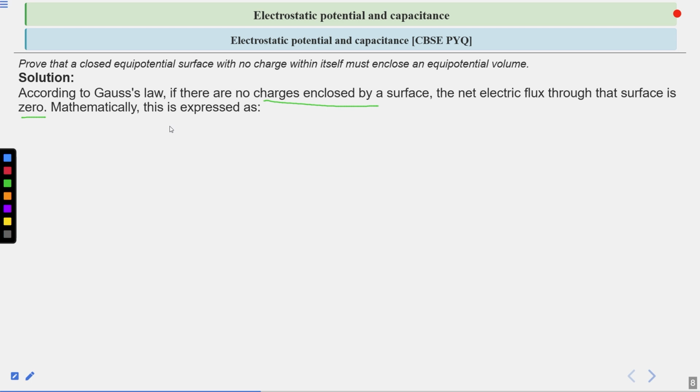So the first condition: if there is a closed equipotential surface with no charge within itself, then the net flux through that surface is 0. Mathematically, this is the expression according to Gauss's law. The flux through any surface that encloses no charge is always 0.